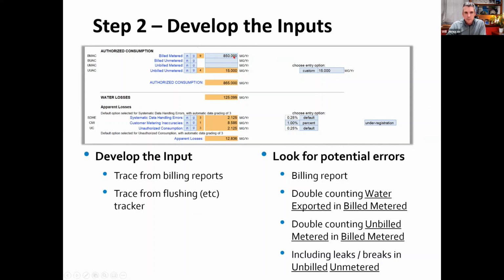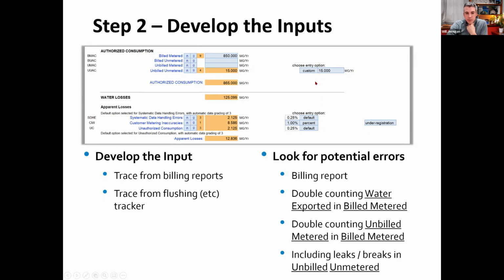So you're going to have some volume in this box, and you're probably going to have some volume in this box or this box. So you've got some unbilled consumption. We just want to make sure we're not overlapping when we're accounting for these different boxes. And then finally, leaks and breaks should not be included in this category of unbilled, unmetered.